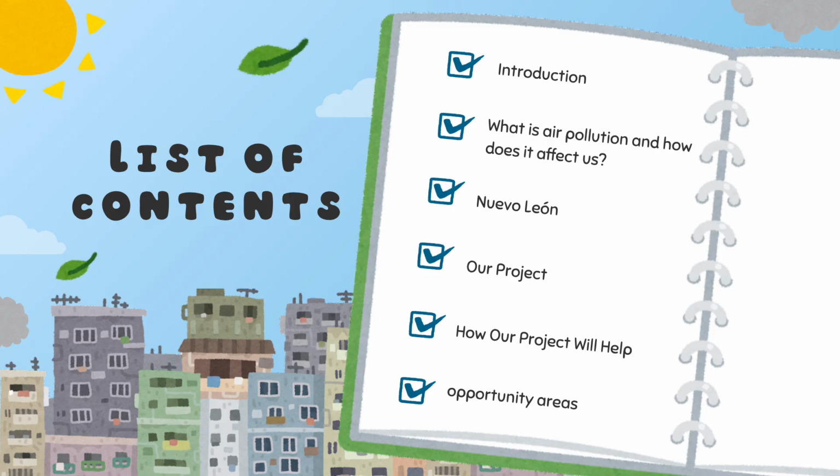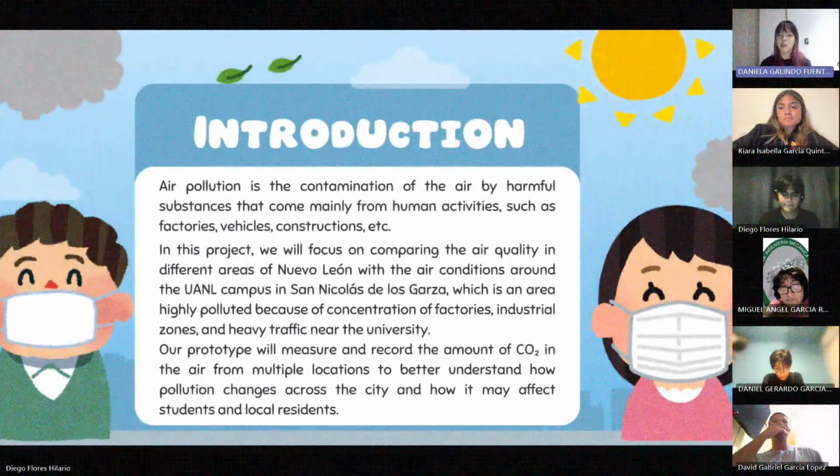In this presentation, we are going to tell you what our project is about, starting with an introduction. Then, answering the question, what is air pollution and how does it affect us? Continuing with the problem in our state, Nuevo León. After that, we are going to explain our project and how it will help society, and finish with the opportunity areas that remain on this topic. Well, let's start by introducing our project.